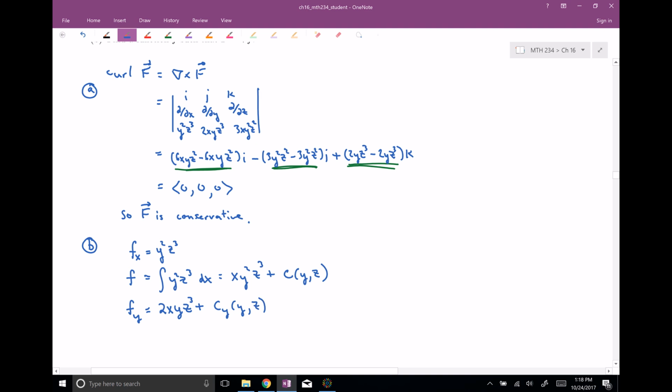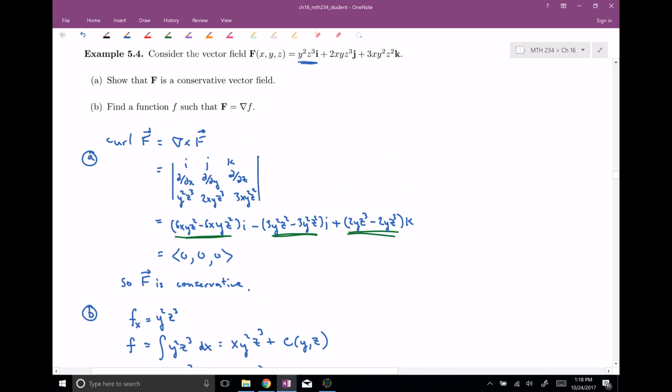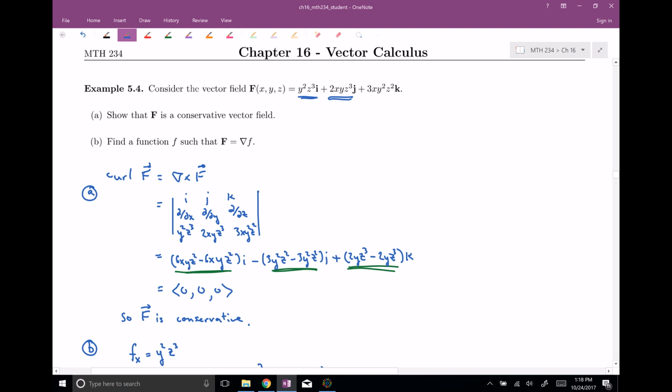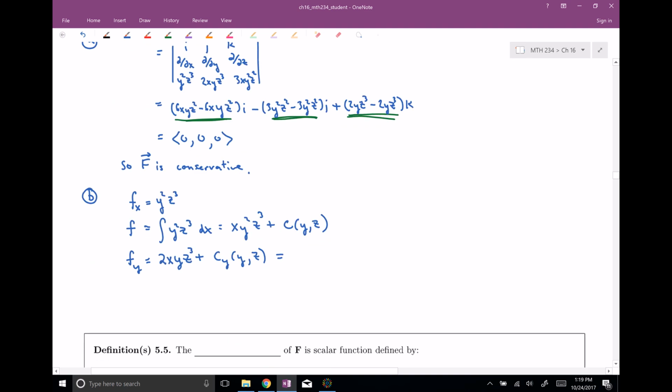Okay, again, if my original vector field is supposed to be the gradient field, well then this should equal the second component. So let's go up here and take that second component, 2xyz cubed. And notice that these two terms right here are the exact same, right? So they would cancel out, and this would give me that the partial with respect to y of our c function is equal to 0, once you've canceled both of those out.